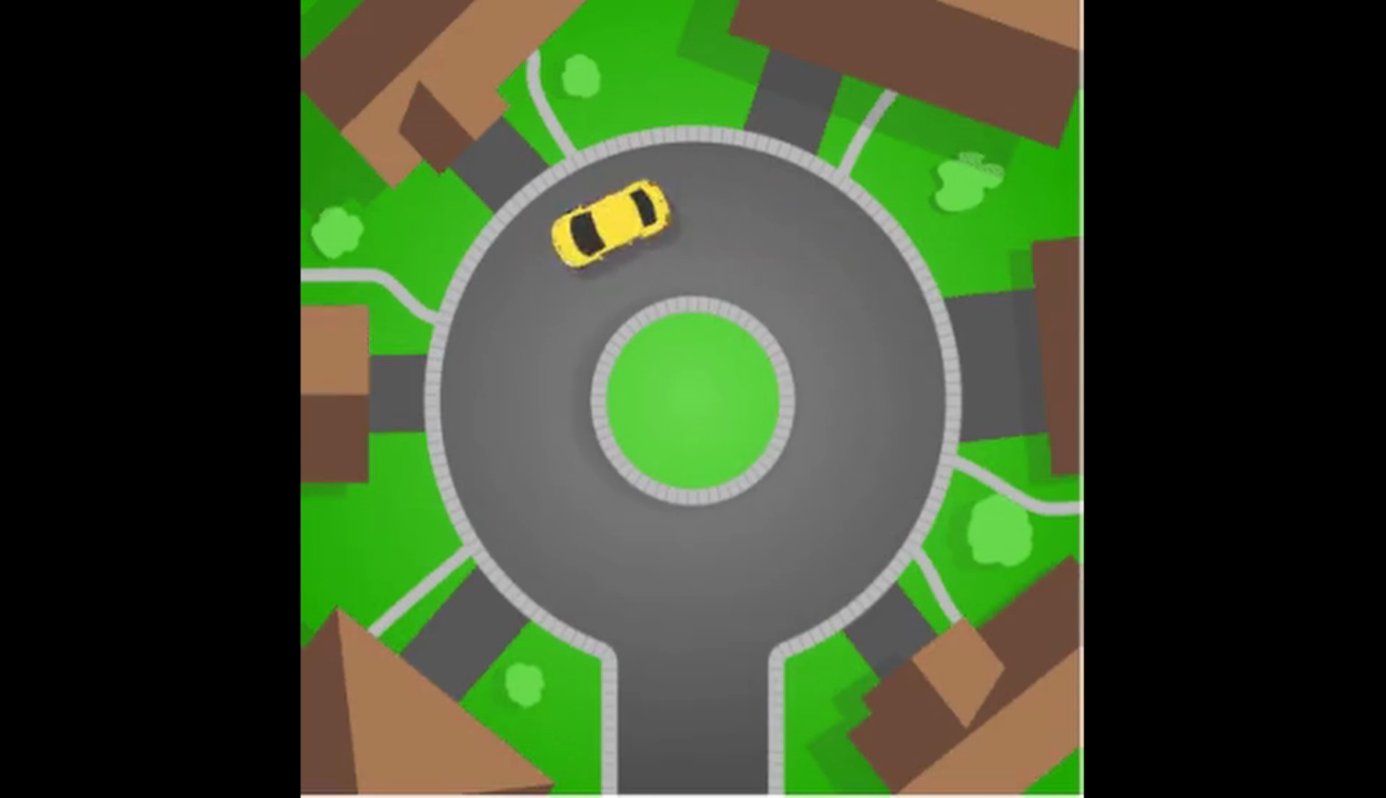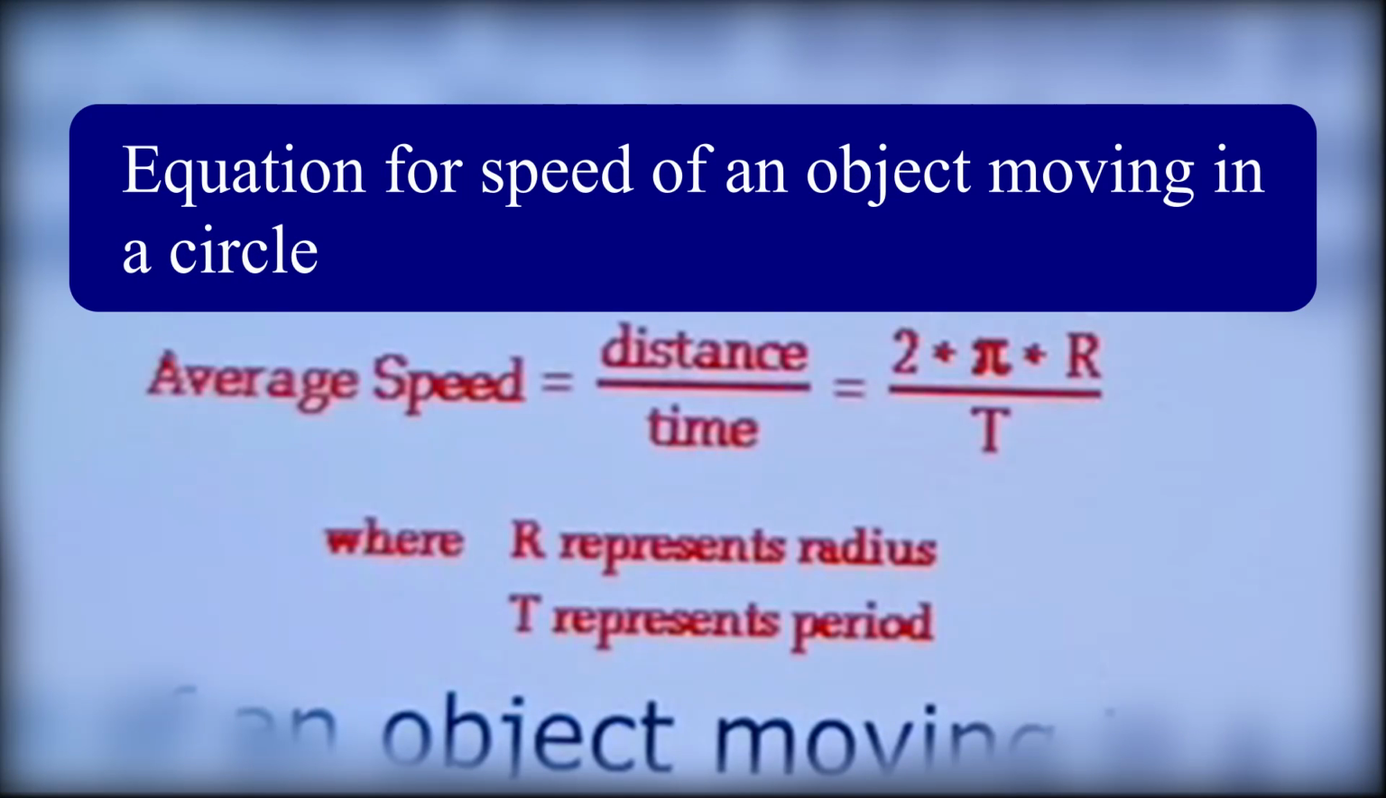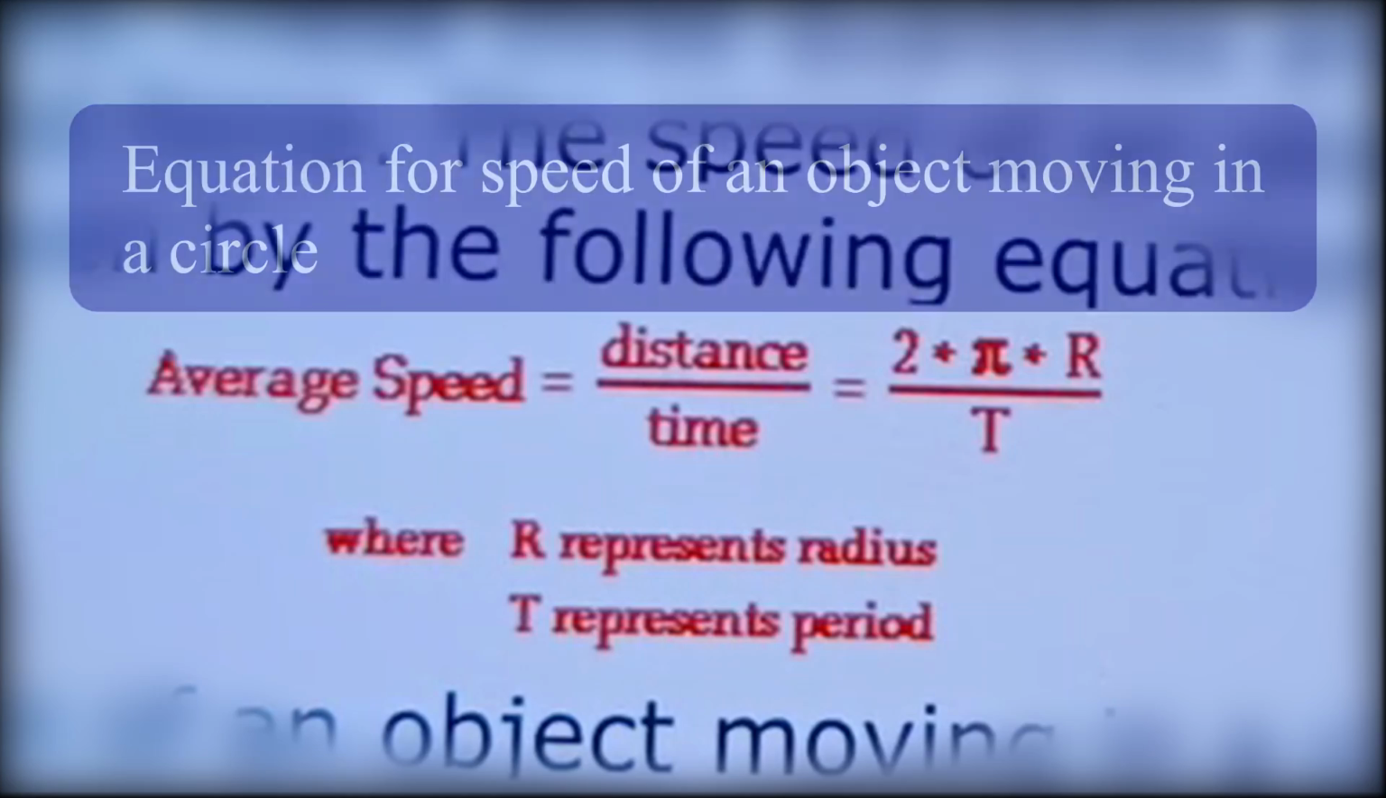The speed of an object moving in a circle is given by the following equation. Average speed equals distance over time, equals 2 times pi times r over T, where r represents the radius and T represents the period.